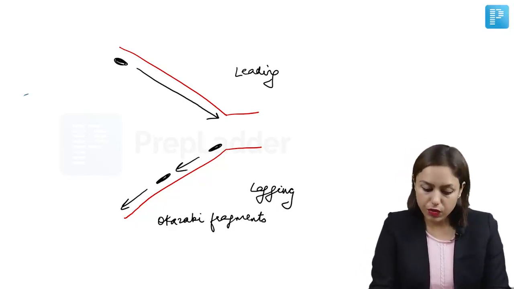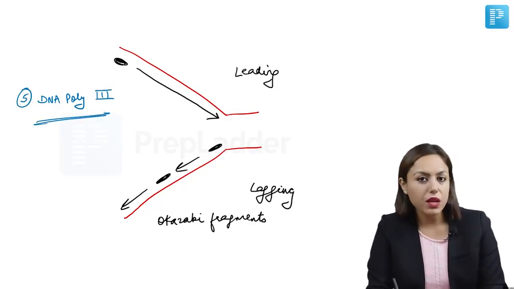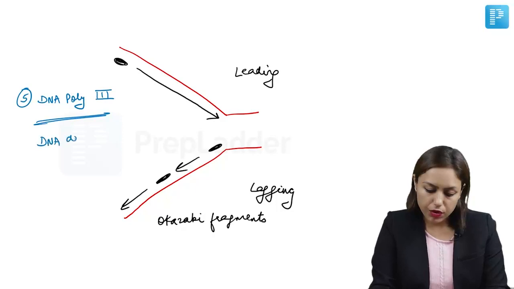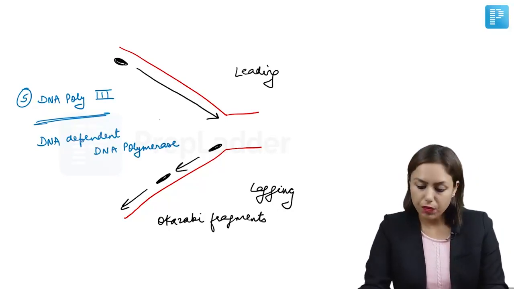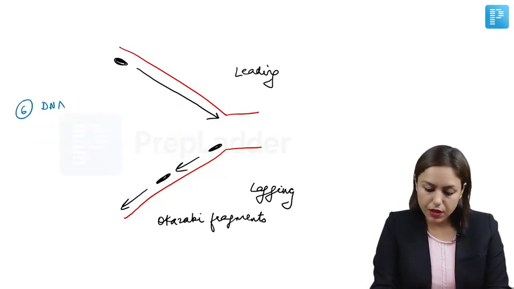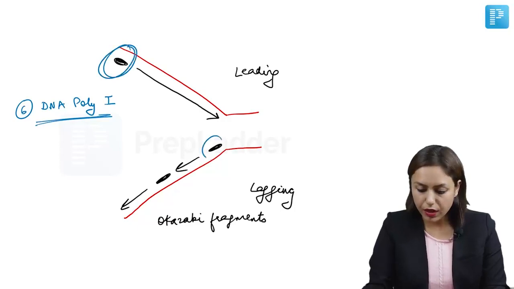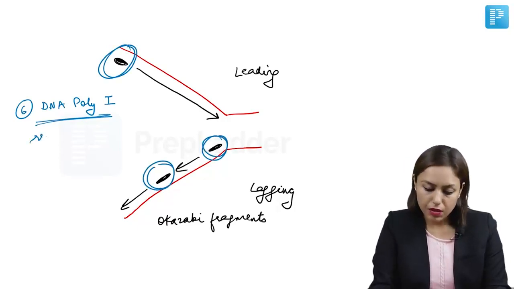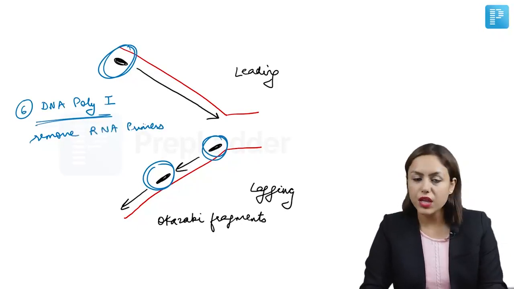So, the next enzyme in our sequence is fifth, that is DNA polymerase 3. DNA polymerase 3 is the main DNA polymerase enzyme. It is called DNA dependent DNA polymerase, right? So, this enzyme will make leading and lagging strand, right? Then our sixth enzyme is DNA polymerase 1. DNA polymerase 1 will remove these RNA primers from both the strands, leading and lagging strand.